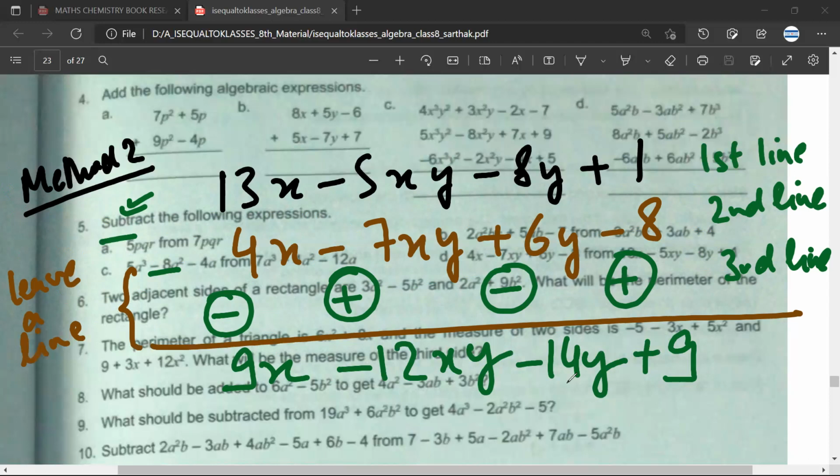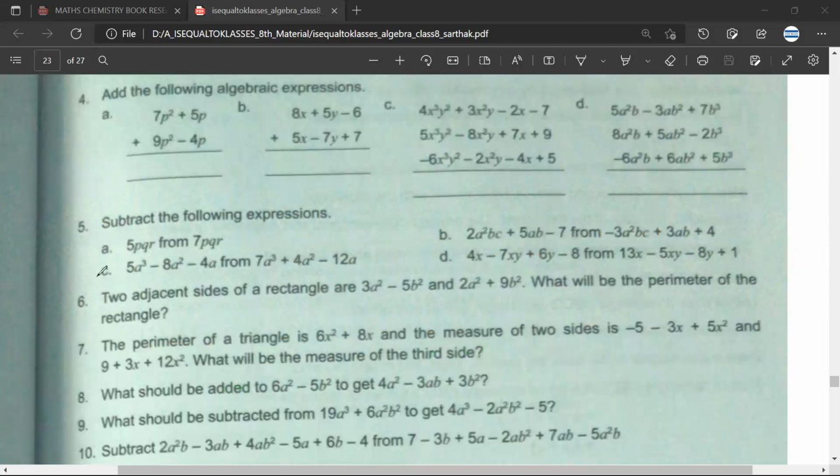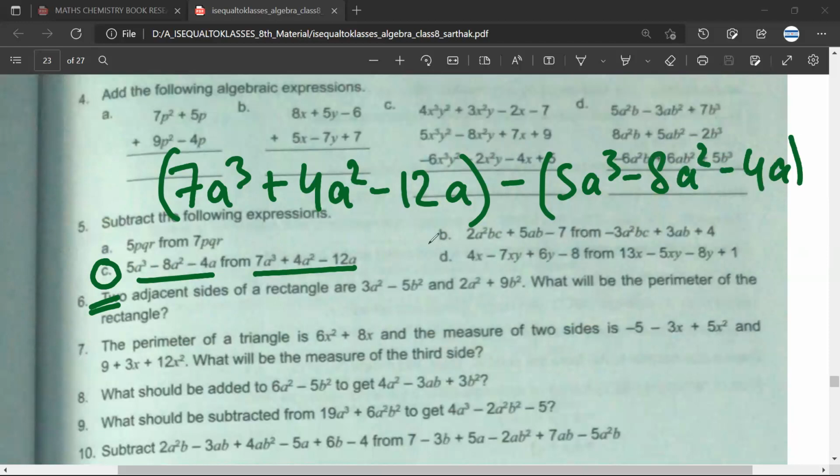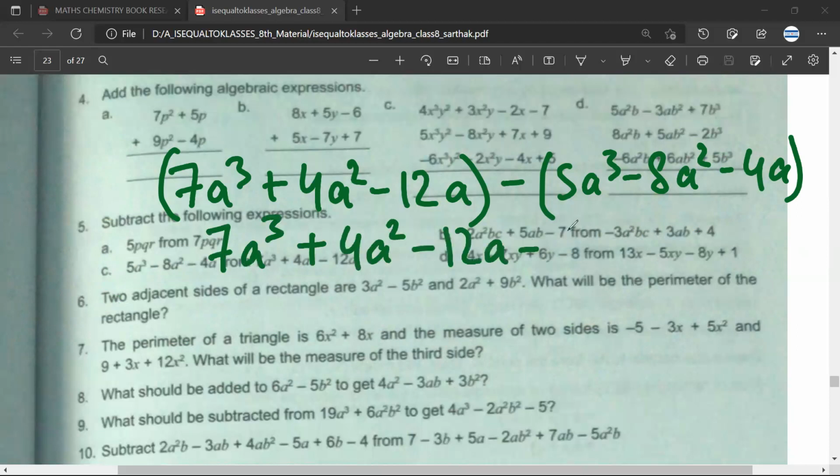So basically what I'm saying is that there are two ways in which, let us take another example. Let us look at C. One is I need to subtract this from this. So I will write 7a cube plus 4a square minus 12a and minus 5a cube minus 8a square minus 4a. Have you understood? Yes, sir. So this is method one. You can use either of the methods, both are correct. And you should know how to do it by both methods. You should understand both the methods well. Have you understood, Sarthak? Yes, sir.